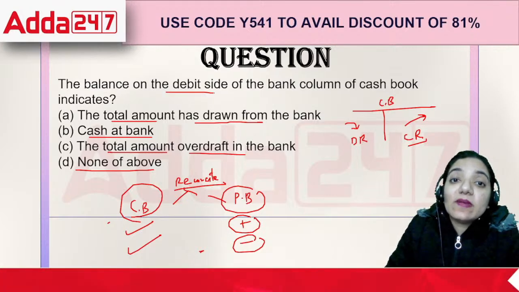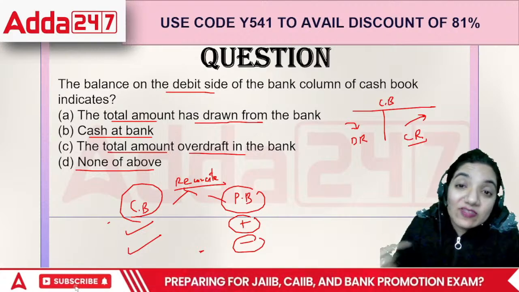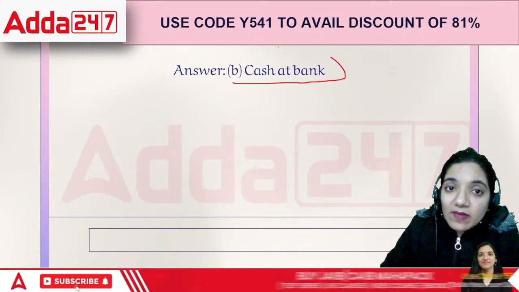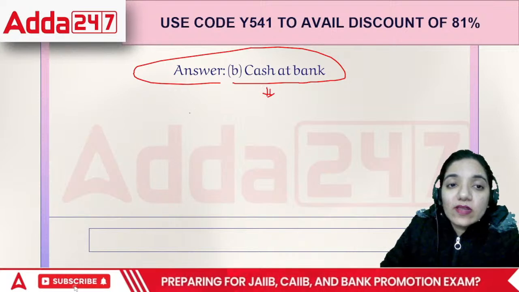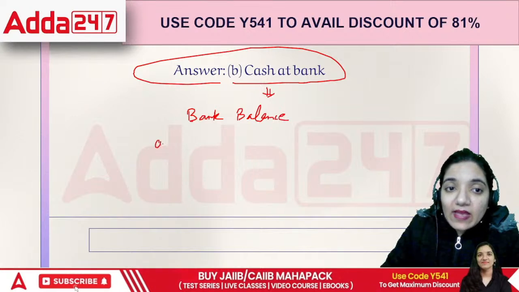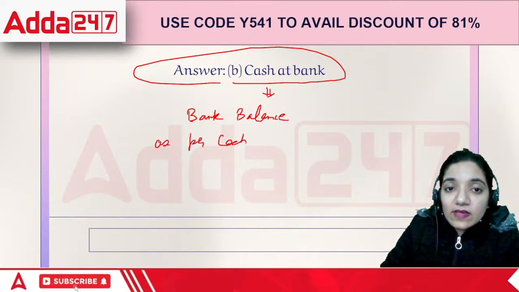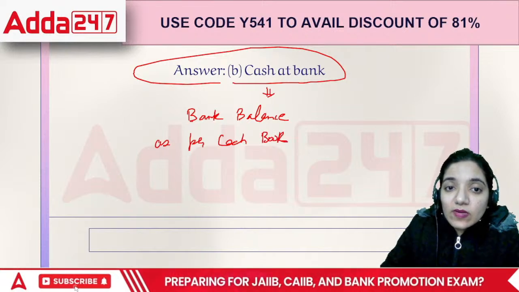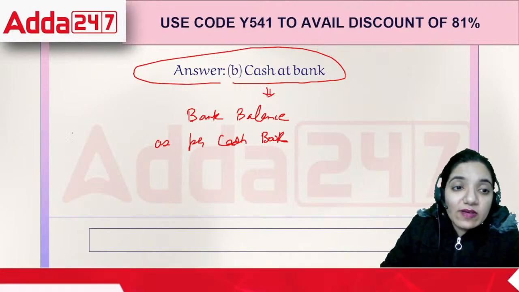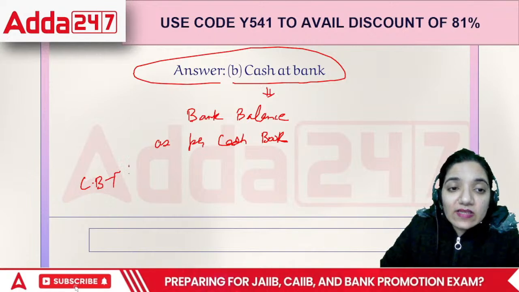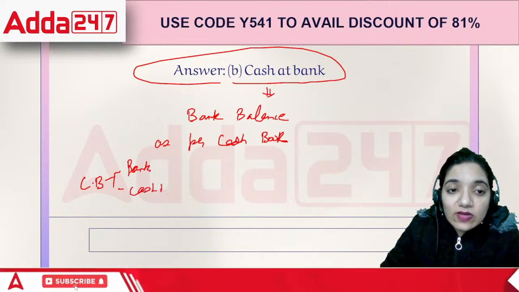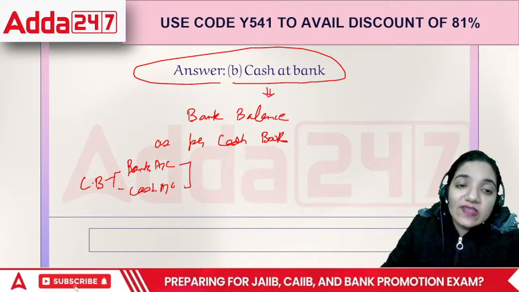The balance on the debit side of the bank column would show the balance which I have in my bank account. That means this is the total amount that I have in my bank. That is cash at bank, or the bank balance as per the cash book. Okay, so it would be the bank balance as per the cash book, because the cash book as a column has got two things: one is the bank account and also the cash account. The double column cash book has got two of these sides.